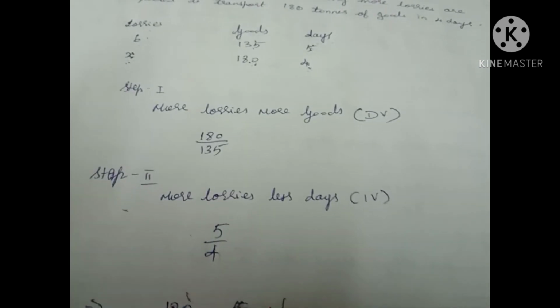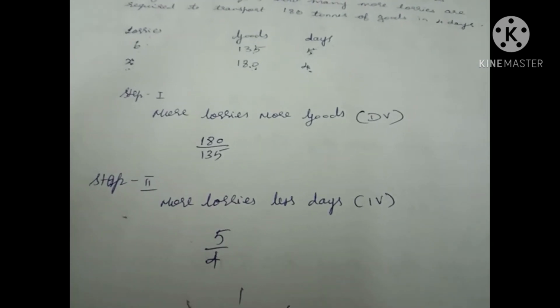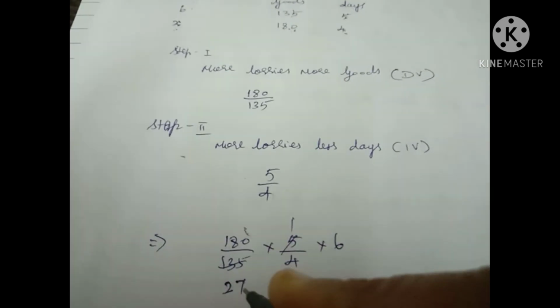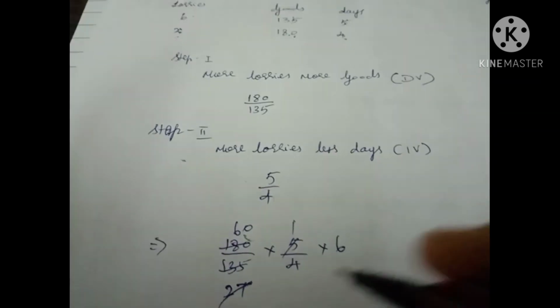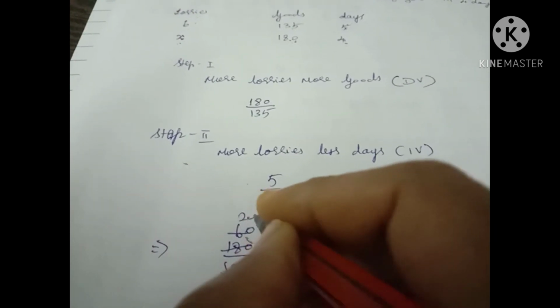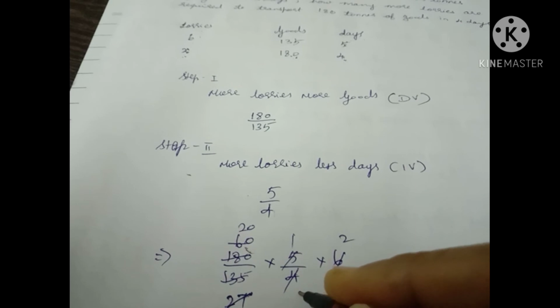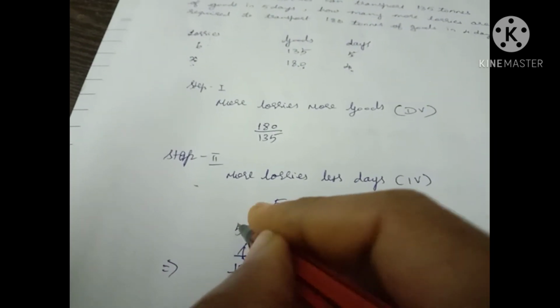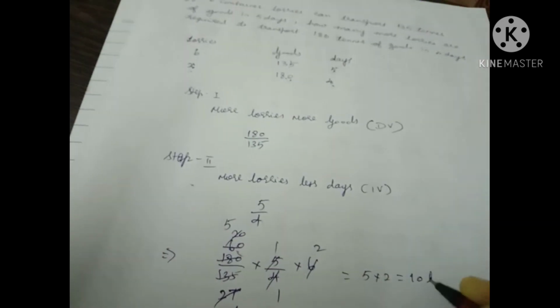So in 5 table, 5 ones are 5, 5 27s are 135. Then in 3 table, 3 nines are 27, 3 60s are 180. Again with 3 table, 3 threes are 9, 3 20s are 60. Again with 3 table, 3 ones are 3, 3 twos are 6. Then with 4 table, 4 ones are 4, 4 fives are 20, which is equal to 5 into 2, 10 lorries we need.